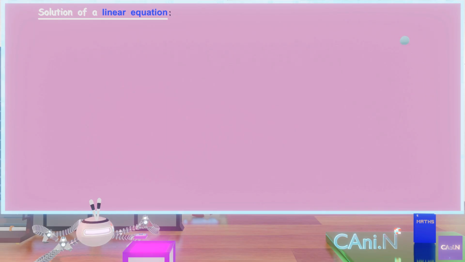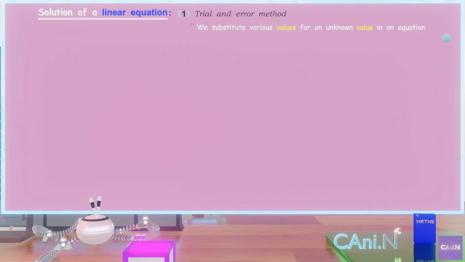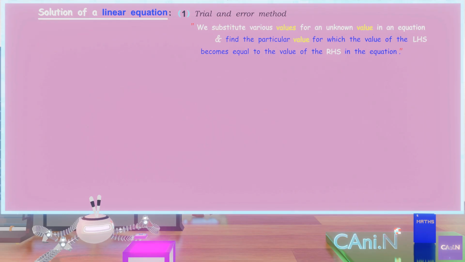Solution of a linear equation. Trial and error method. Here, we substitute various values for an unknown value in an equation, and find the particular value for which the value of the LHS becomes equal to the value of the RHS in the equation. Example, solve 7 minus x equals 3.